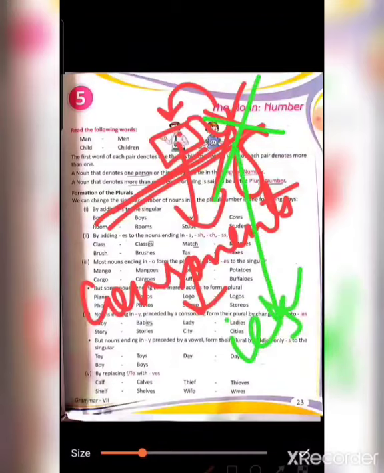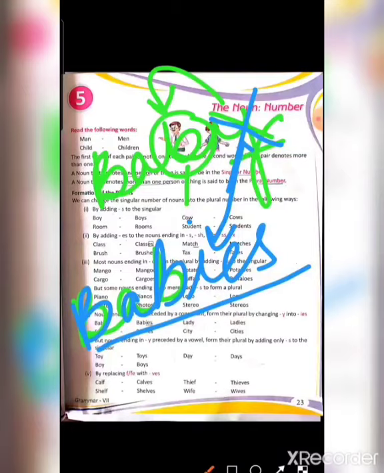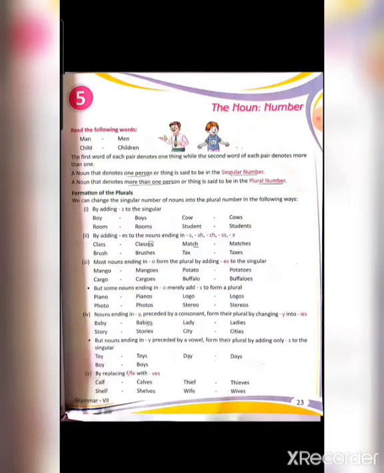So it will be the plural. Clear? So what do you get? You get BABIES. It is the rule. Fine. Now in the similar way, all other words are formed like lady, city, story. So what will it become? It will become lady, ladies. It will become cities. It will become stories.